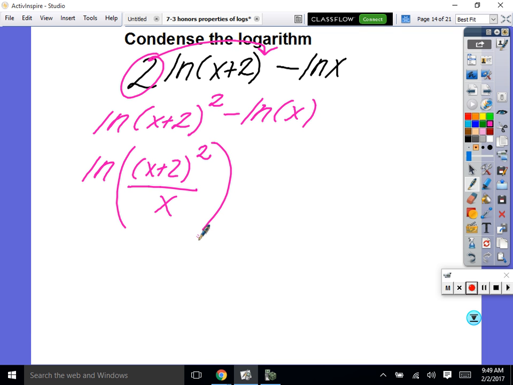Now, let's pretend I said this equal to 3 and said solve. How would you undo ln? e both sides, right? And then you could continue solving for x. Okay, that's not what we're doing now. Just making sure. Okay, watching a few more.